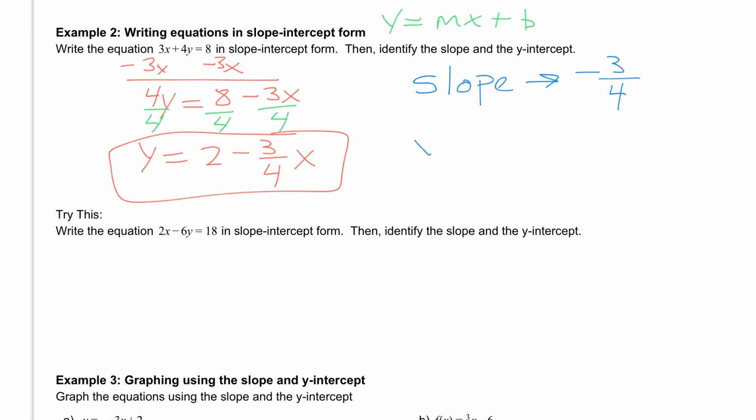And then my y-intercept, which is the b value, is whatever's being added to that, and that's going to be my 2. And if I look at the sign in front, it's a positive. So then I can say that this is positive 2.